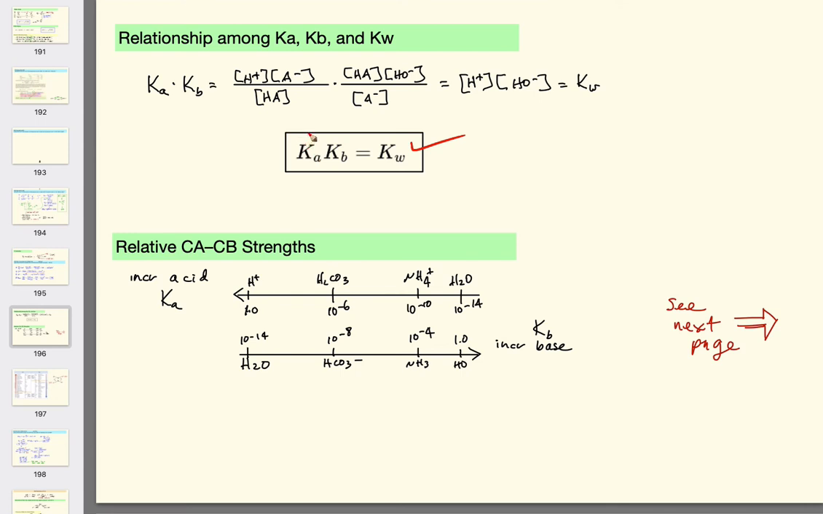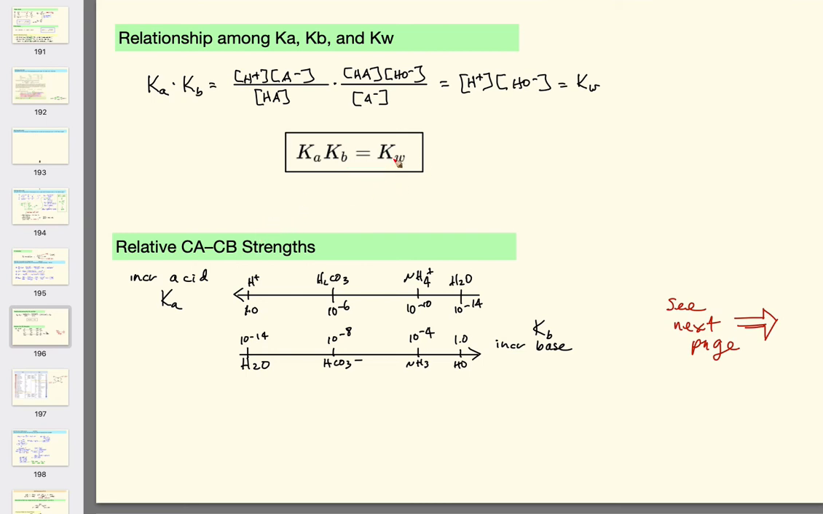What this means is if you know Ka, then you know Kb. Or if you know Kb, then you can calculate Ka. And this is common fare on chemistry tests, to give you the Ka for an acid and then to ask you about its conjugate base. Not a problem. You just need to know to do that. Okay, very, very simple stuff. So just remember to use this formula.